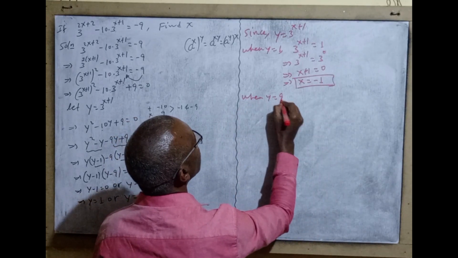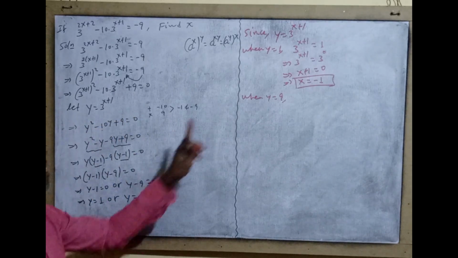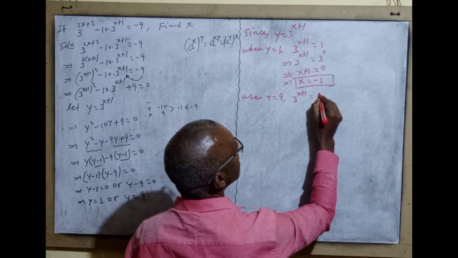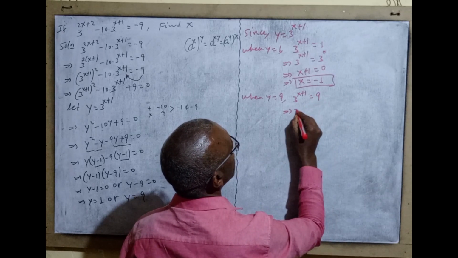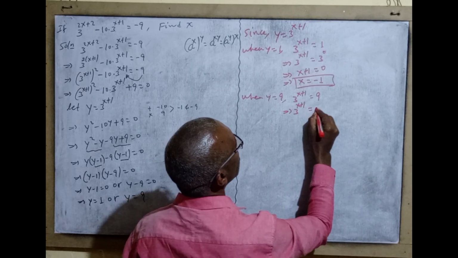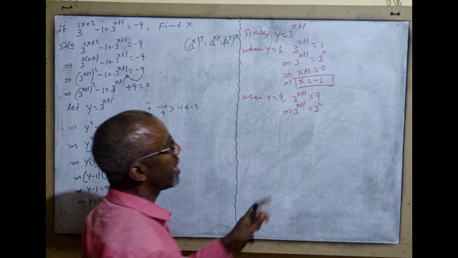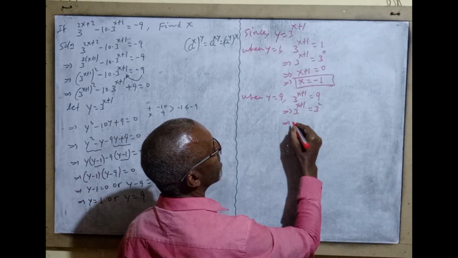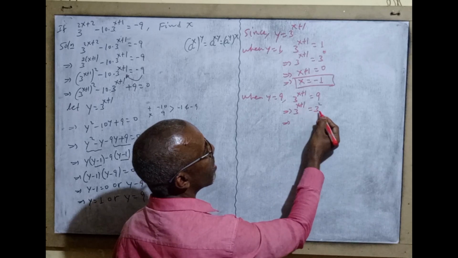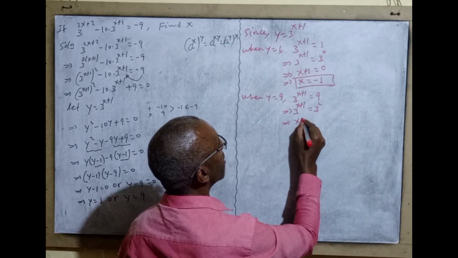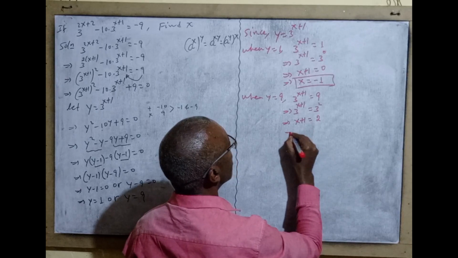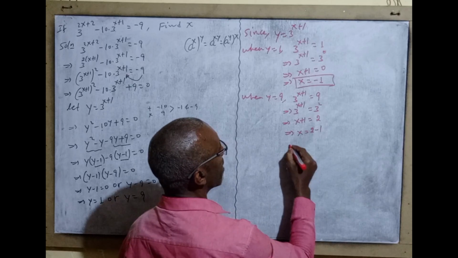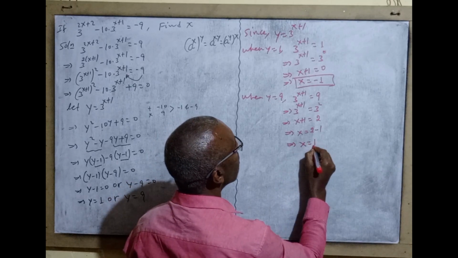Next, when y = 9, 3^(x+1) = 9. This implies 3^(x+1) = 3^2, since 9 is 3^2. Again, they have the same base, so their exponents should be the same. Therefore, the exponent of the left side is x + 1, whereas the exponent of the right side is 2. x + 1 = 2, and this implies x = 2 - 1, which is x = 1.